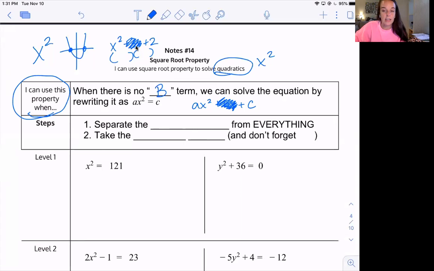So I'll go ahead and show you a few examples. I'm going to share the steps first, and then I'm going to show you a few examples, and then you guys can help me out as well. Okay, so there are two steps.